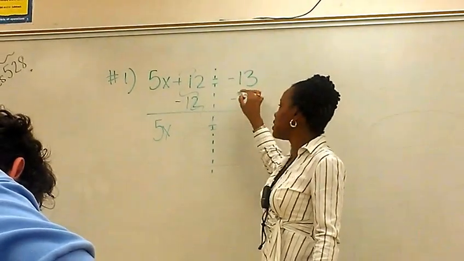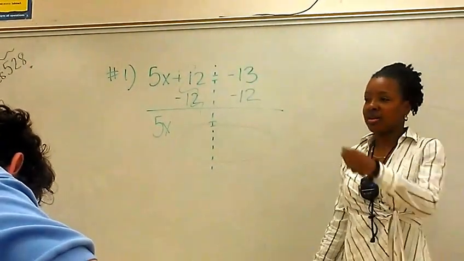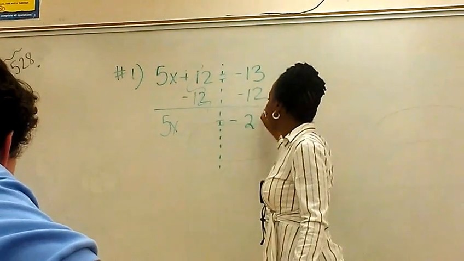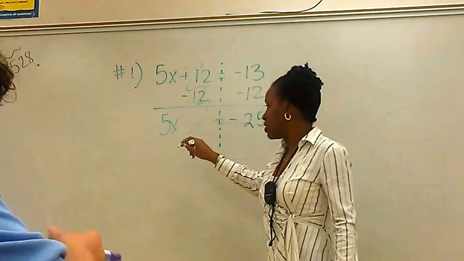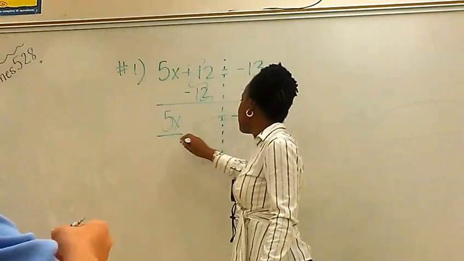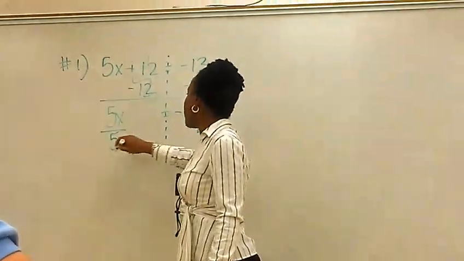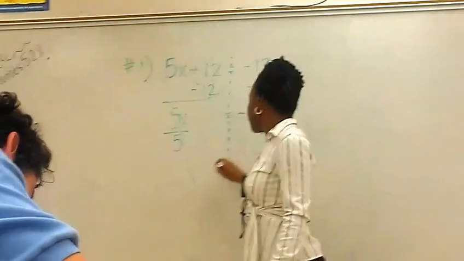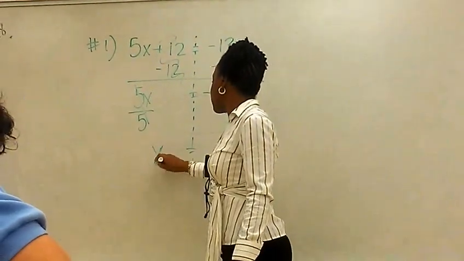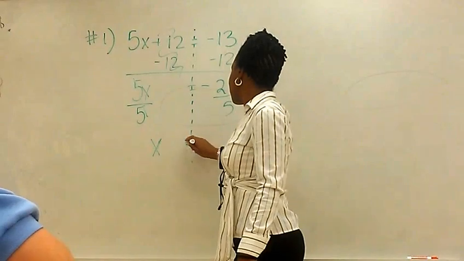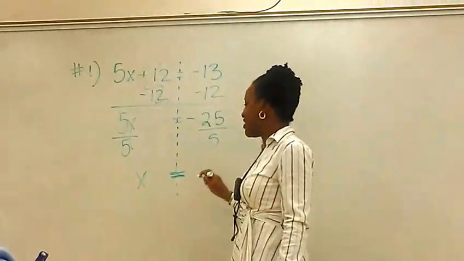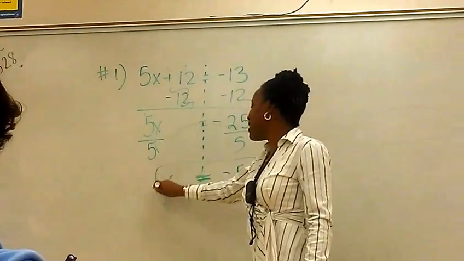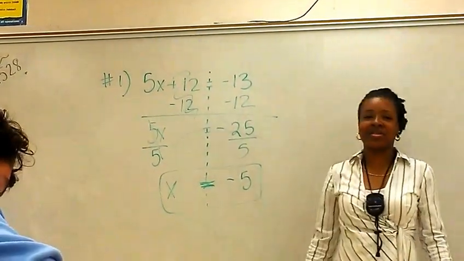What's negative 13 subtract 12? Negative 25. Now, what do we do? Good. Divide both sides by 5. The 5s cancel. Bring down your x. You get x equals 5. Uh-oh. I got different answers. Negative divided by positive is negative.